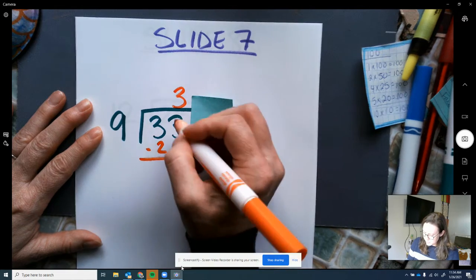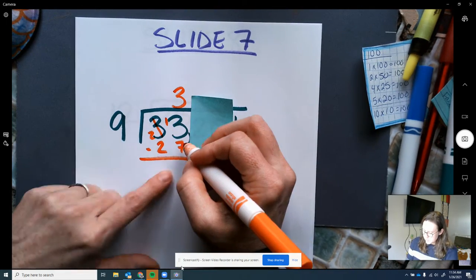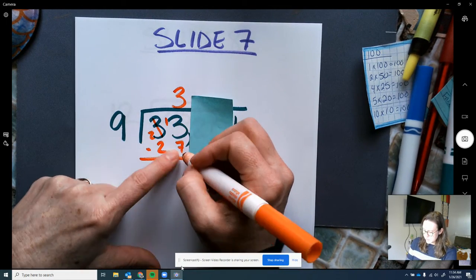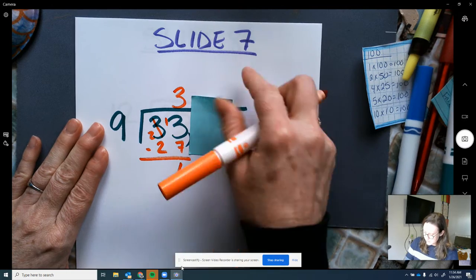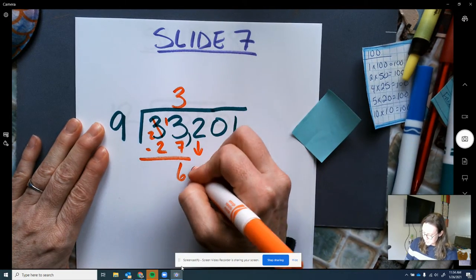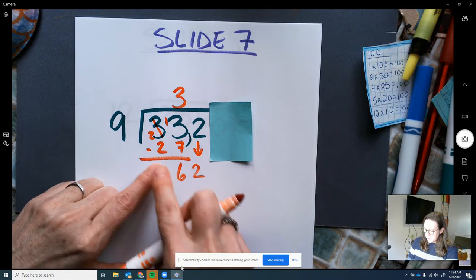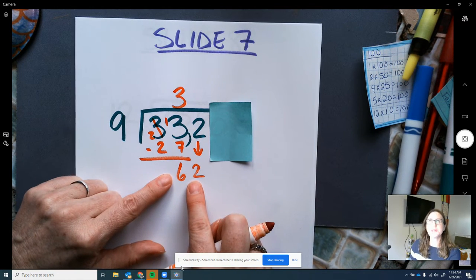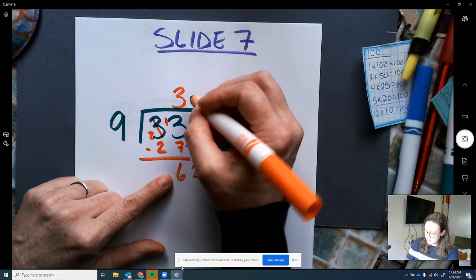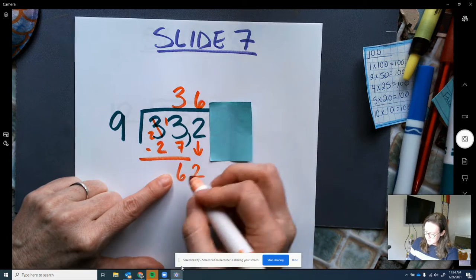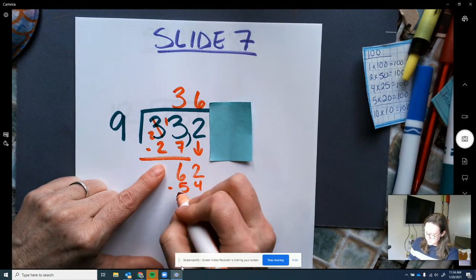Subtract that. I do have to borrow. So 13 minus 7 is 6. And I'm going to bring down my 2, but I don't need my 0 and my 1 yet. 9 goes into 62. 9 times 7 is 63. That's too high. So I have to go with 9 times 6. 9 times 6 is 54. I'm going to subtract that.